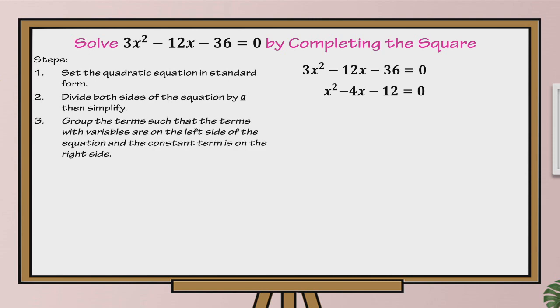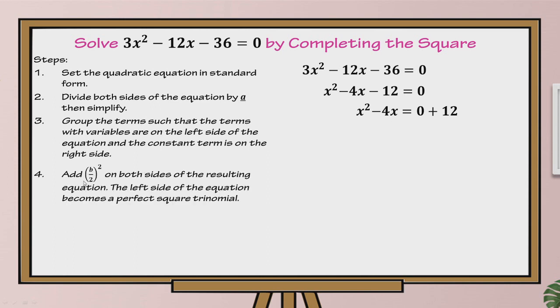Step 3 is to group the terms such that the terms with variables are on the left side of the equation and the constant term is on the right side of our equation. So, we have this resulting equation. We just transferred negative 12 as our constant to the other side of the equation, so it becomes positive 12. And what is left on this side is x squared minus 4x.